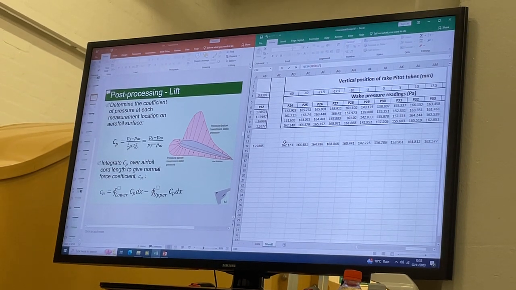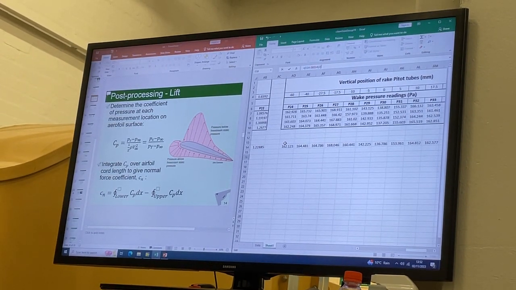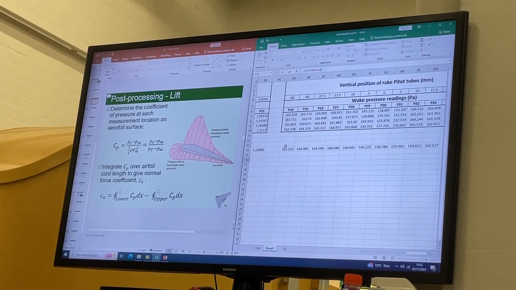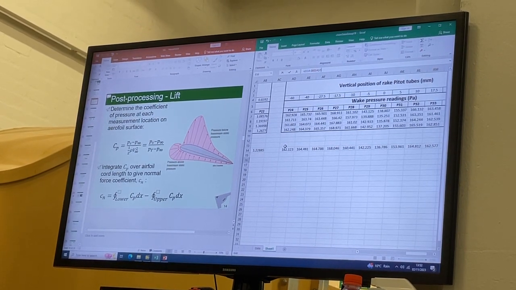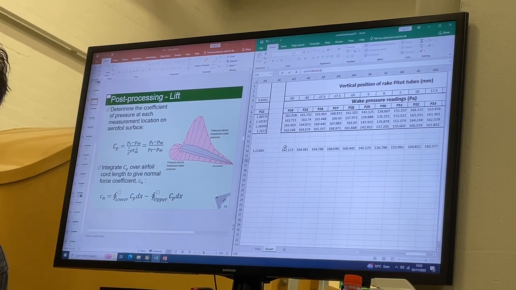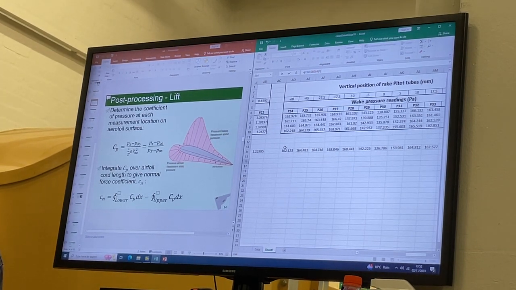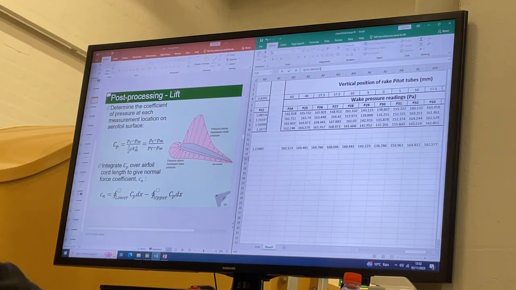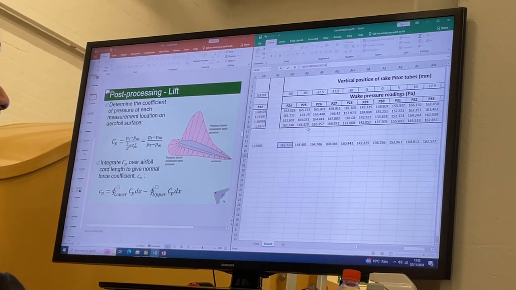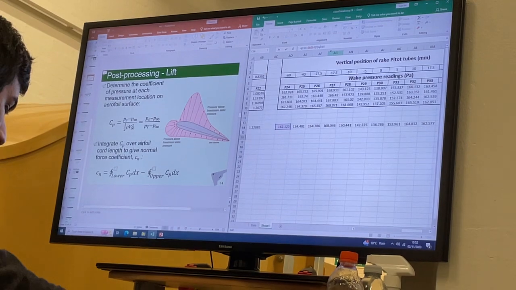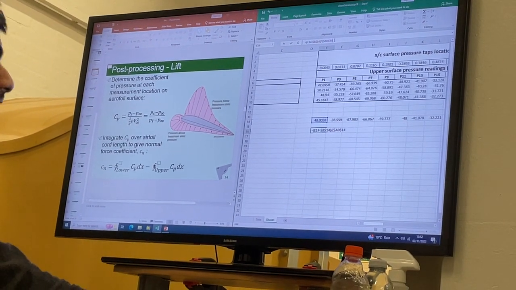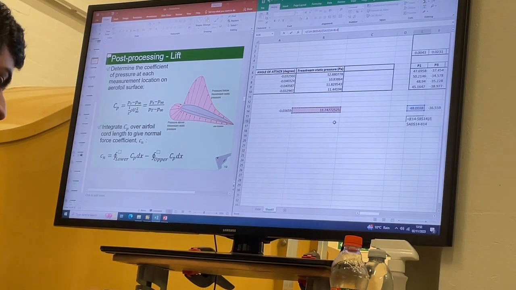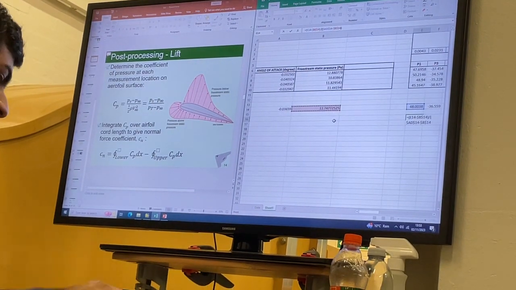Yeah, so we need to take free stream. Ideally, we would just have a pressure transducer at the top of the tunnel, but we don't have that right now. So we just assume the one that is farthest away from the momentum deficit, that would be this. And you also need to wrap it with F4. Then minus again free stream static pressure. This.